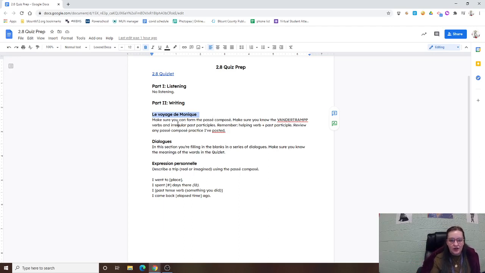The tricky part, though, is looking at those verbs in parentheses and knowing, is this a verb that uses avoir as the helping verb, or is it a van der Tramp and so uses être as the helping verb? That's the main thing you're doing there. Is it avoir or être as the helping verb? And then, what's my past participle? Make sure to review irregular past participles because a few of them are irregular.